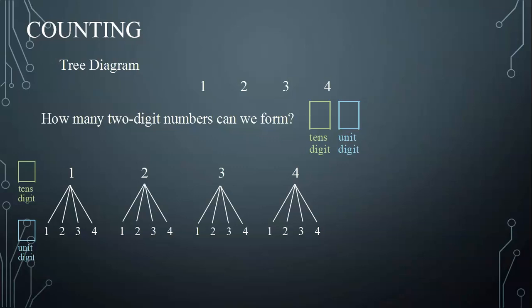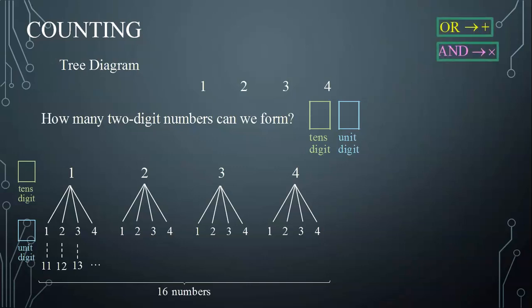Then the two-digit numbers formed are in fact read vertically. Like for the first one, 1 for the tens digit and 1 for the units digit form the number 11. Then we have 12, then we have 13, etc. So in total, we can form 16 two-digit numbers from the given set of numbers.